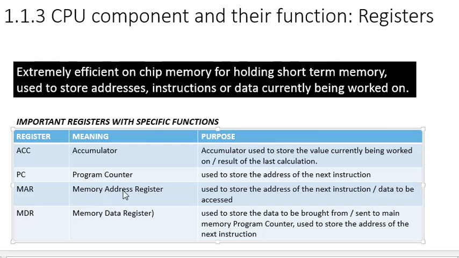The MAR, or memory address register, is used to store the address of the next instruction or data to be accessed, either by reading or writing. And finally, the MDR, memory data register, is used to store the data to be brought from or sent to main memory.